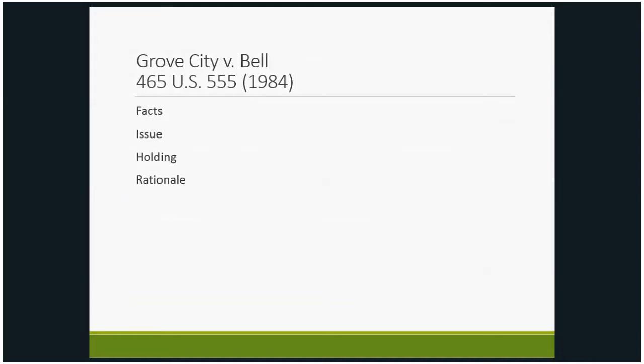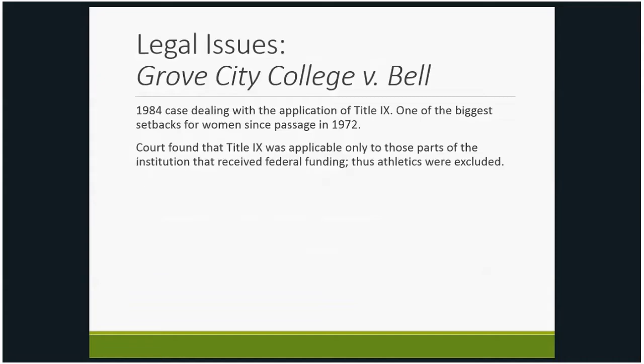So in 1984, one of the seminal cases was Grove City versus Bell, and we will discuss that during our discussions. In this case, in 1984, one of the biggest setbacks for women, because of the Grove City College, the court found that Title IX was only applicable to parts that receive federal funding. So if a chemistry department wasn't getting any National Science Foundation money or anything from the federal government, according to this common law discussion, then that area would be excluded.